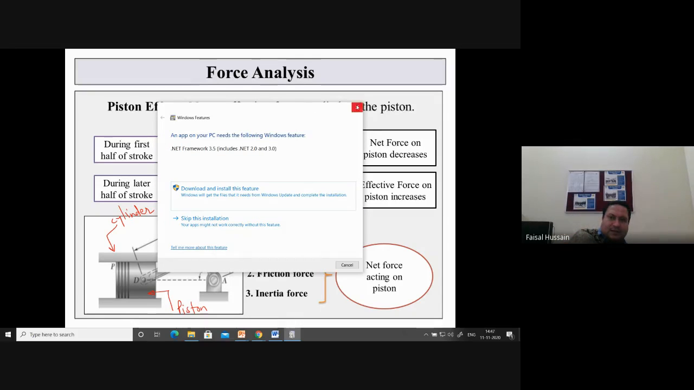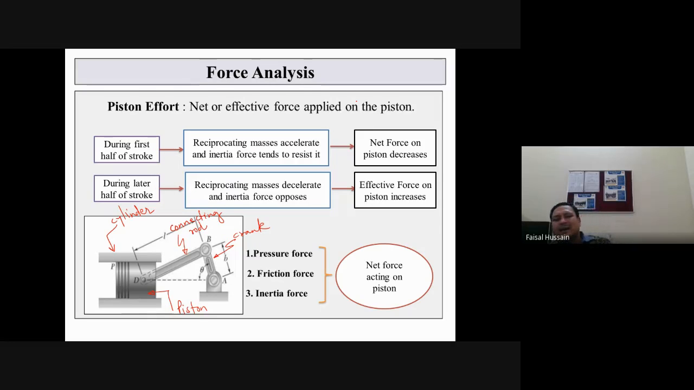Similarly, during the later or second half of the stroke, that is from 180 to 360 degree, reciprocating masses decelerate and inertia forces again oppose it. And here the effective force on the piston will increase. So during the first half, net force is reduced. Why? Because reciprocating masses are accelerating. And during the second half, the net force is increased. Why? Because reciprocating masses are decelerating.